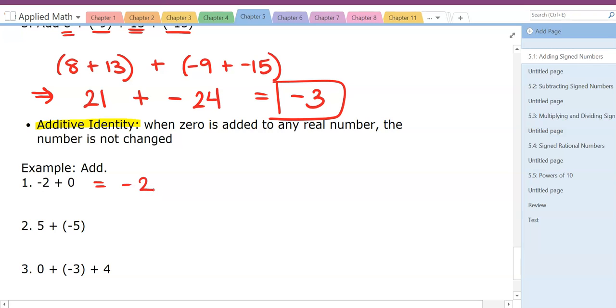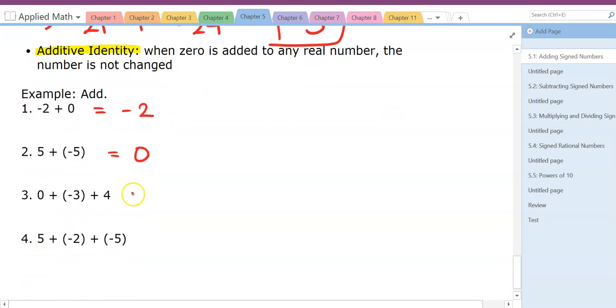5 plus negative 5 would be what? 0. How about number 3? 1. And the last one? Negative 2.